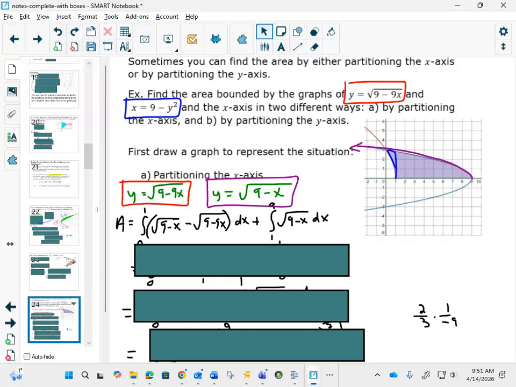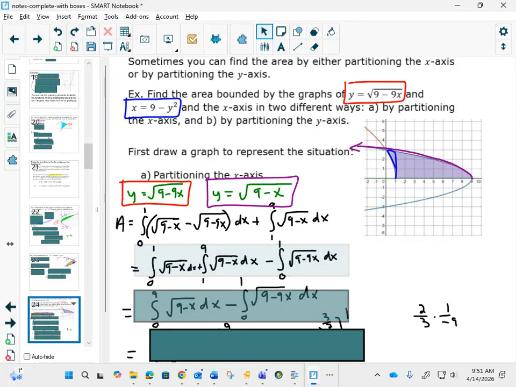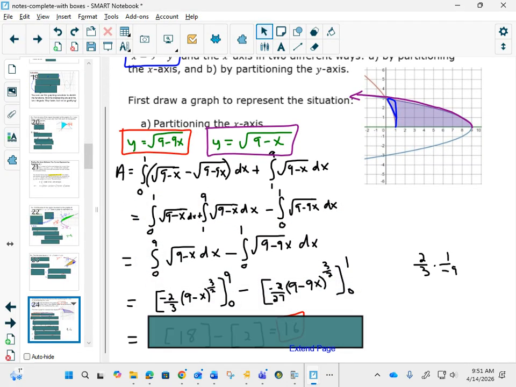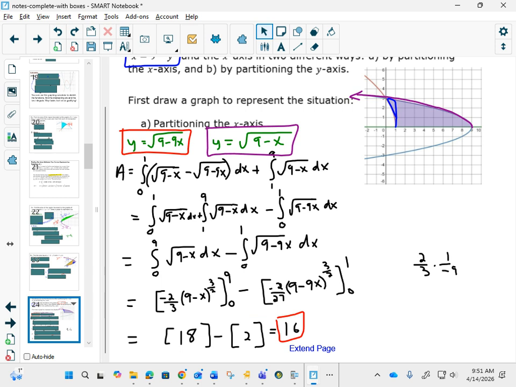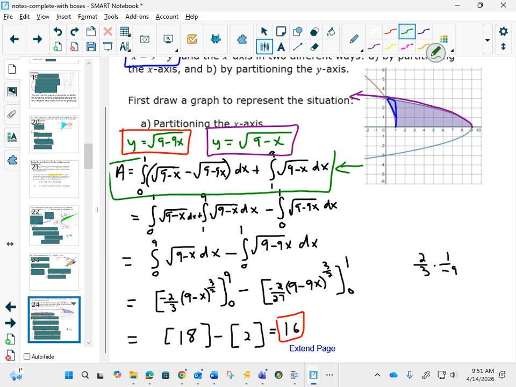So in this example, partitioning the x-axis, we had to do the integral in 2 different parts, just by the layout of the graphs. But we could do the math. If I were you and I was copying down notes, I would copy down this for sure, because that's the idea. And then I would say, I know that you can do the math. Trust yourself and just write down that it should be 16.